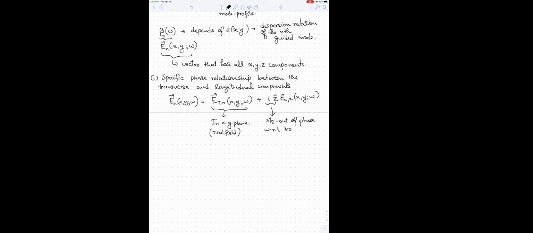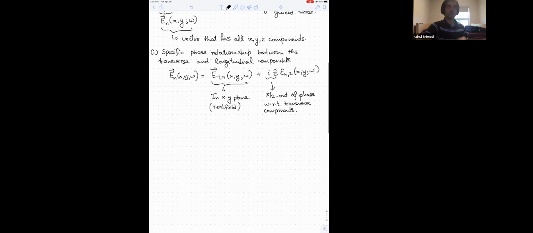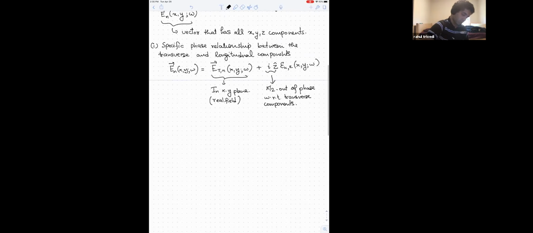What's the intuition of this equation? Why is it pi by 2 out of phase? How do you derive this? So one very easy way of thinking about this is that this is just a consequence of the divergence condition. So you have the divergence of epsilon of x, y times E of x, y, z has to be equal to 0, right?